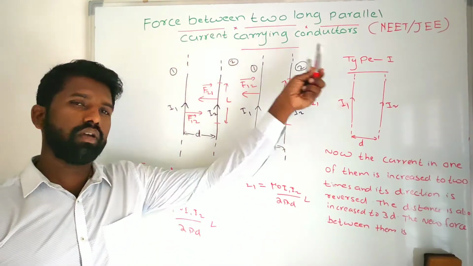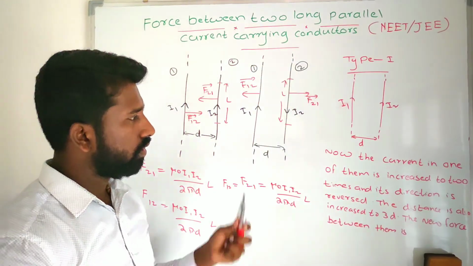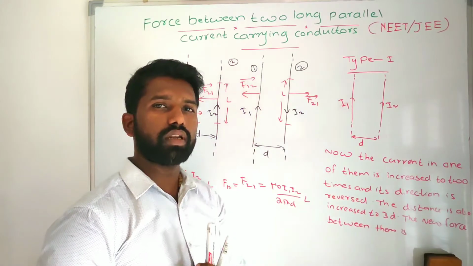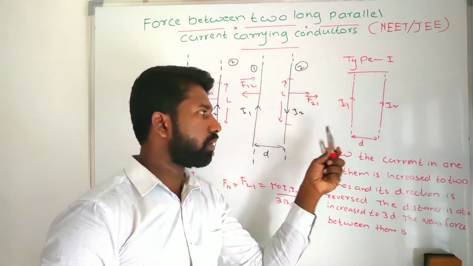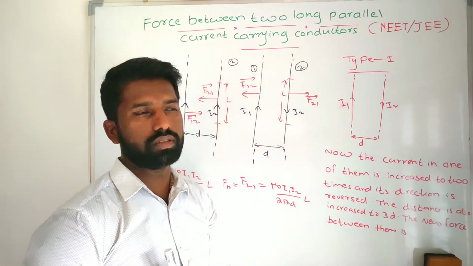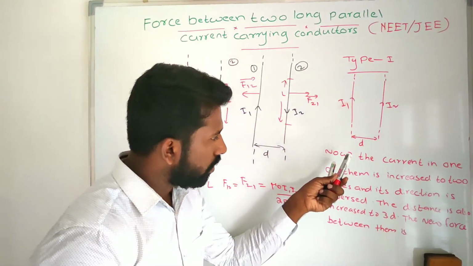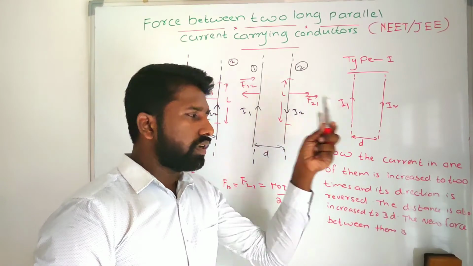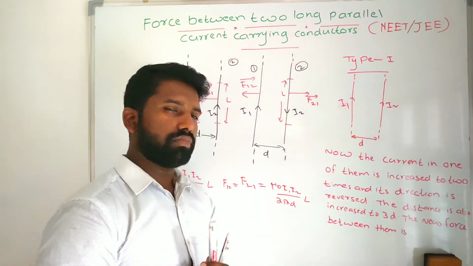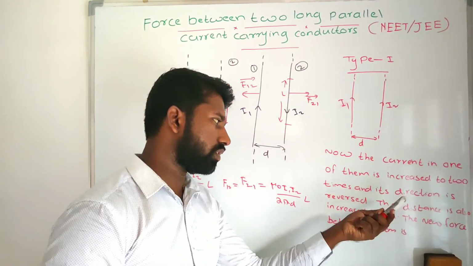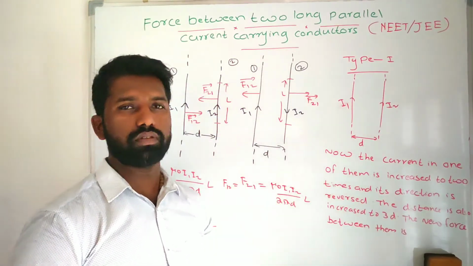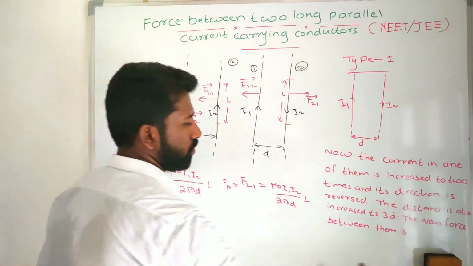Now we will go to the type 1 problem. Okay. So look here, two current carrying conductors carrying currents I1 and I2 are placed d distance apart. Okay. Now the current in one of them is increased 2 times and its direction is reversed, and the distance between them is made 3 times. What about the force? Okay.